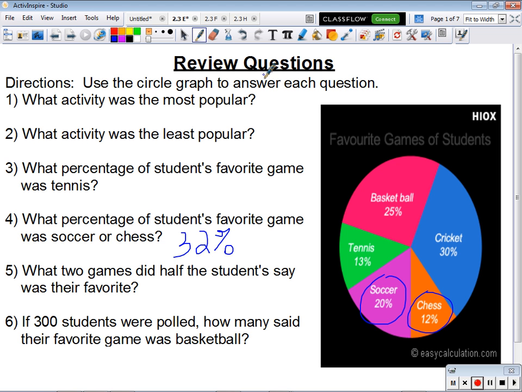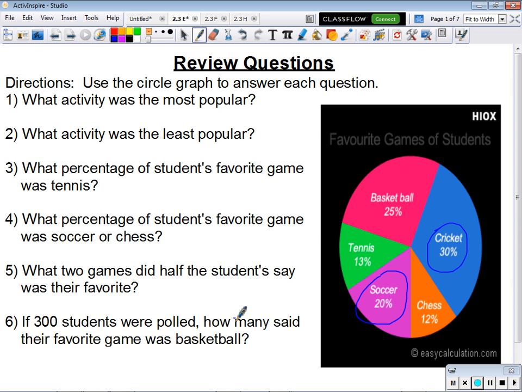And then for number 5, it says, what 2 games did half the students say was their favorite? If we're talking about half of the students, we're basically talking about 50% of the students. I would put soccer and cricket together, because if you put the 20% and 30% together, that would be 50%. And remember, 50% would be half of the circle. So that would be your answer for number 5.